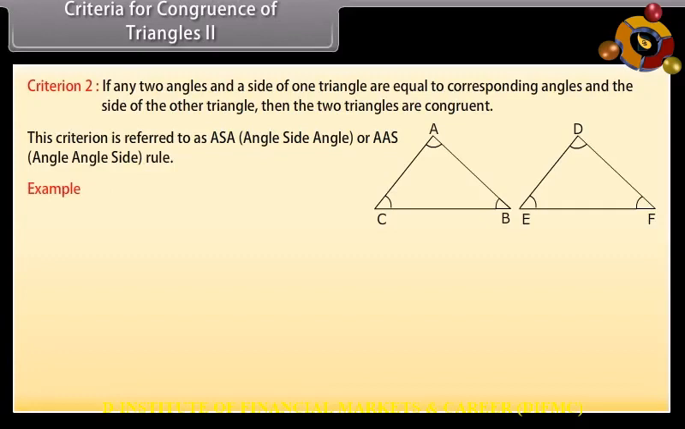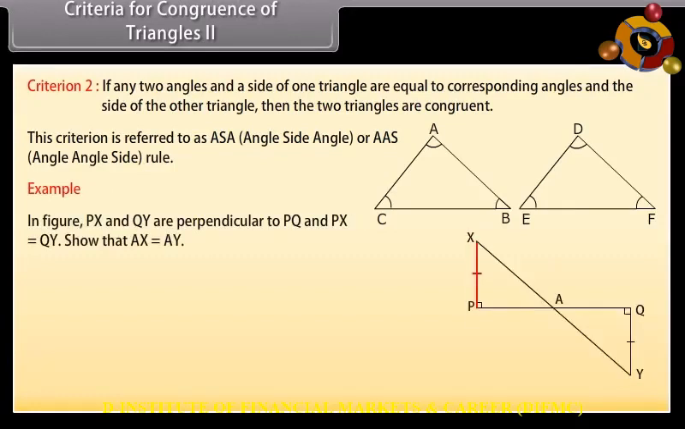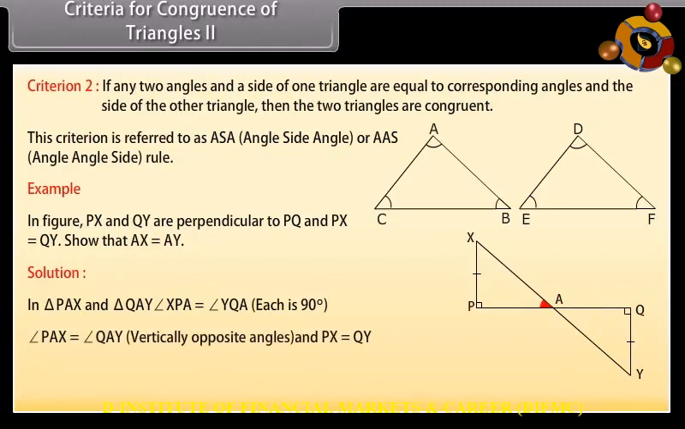Let's solve an example now. In the figure, PX and QY are perpendicular to PQ and PX is equal to QY. Show that AX is equal to AY. Solution. In triangle PAX and triangle QAY, angle XPA is equal to angle YQA because each is 90 degrees. Angle PAX is equal to angle QAY because these are vertically opposite angles, and PX is equal to QY.